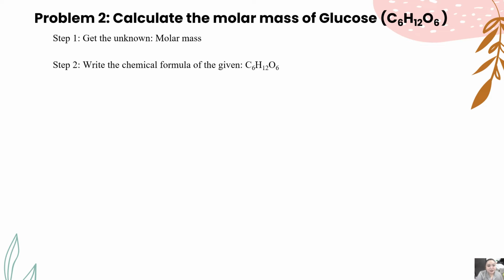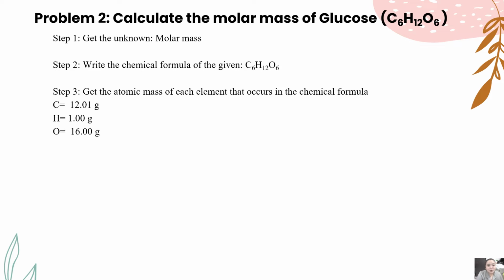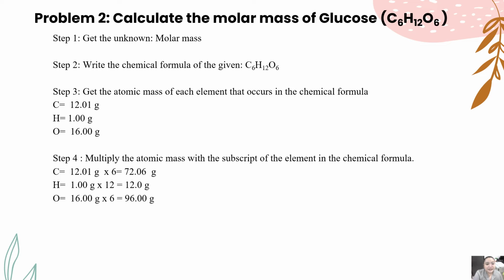Then, afterwards, we are going to write the chemical formula. So, specifically, this is for glucose. Step number 3, get the atomic mass for carbon, hydrogen, and oxygen. And then for step number 4, you are going to multiply the atomic mass with the corresponding subscript of the elements. So for your carbon, you multiply it with 6. For hydrogen, multiply it with 12. And for oxygen, multiply it with 6.